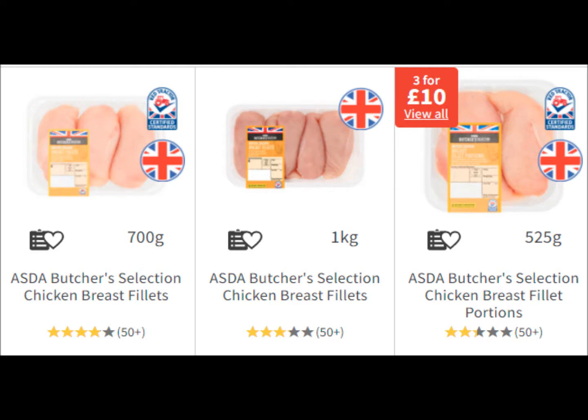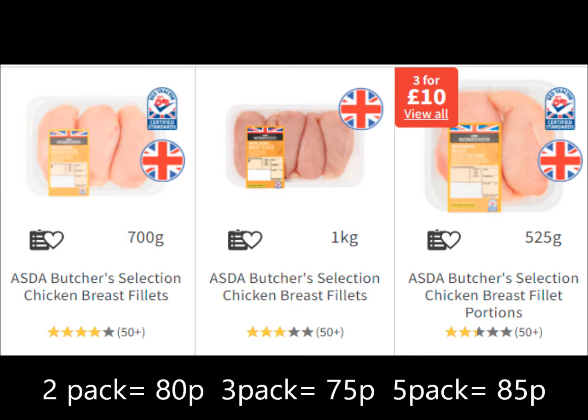So hopefully you worked out that the 2-pack works out at 80p per breast, the 3-pack works out at 75p per breast, and the 5-pack works out at 85p per breast. So the cheapest best buy option there is buying the 3-pack at 75p per chicken breast.